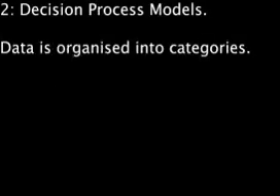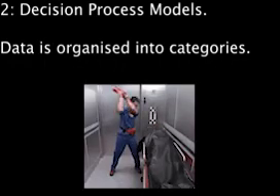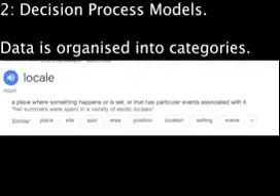Number 2. Decision process models. The profiler organizes data into meaningful categories such as the type of killer, time of day, and locale. Number 3. Crime assessment. This part is what really makes the top-down approach distinct. Based on the data collected, the crime is filed into organized or disorganized. We'll define those terms later.